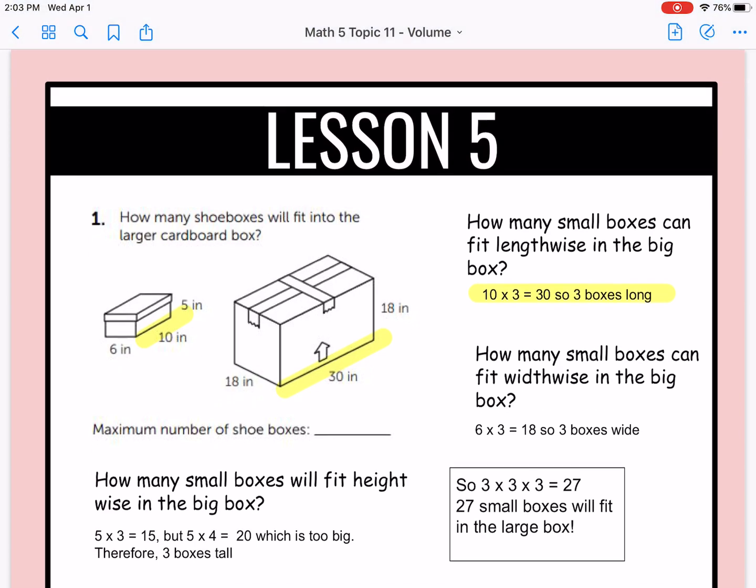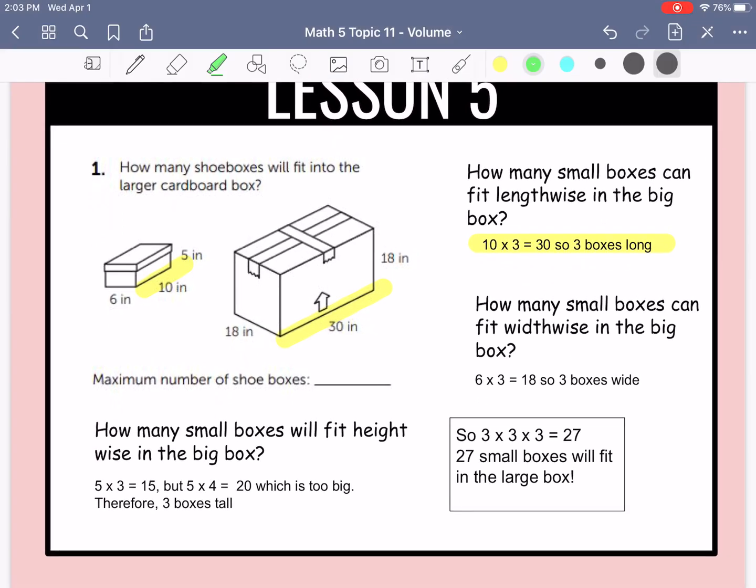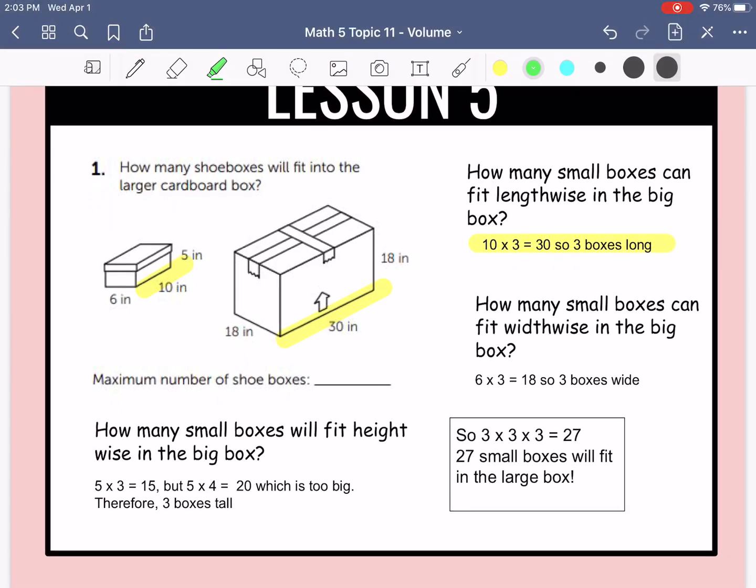All right, now, our width. My width is 18 on my big box. On my small box, it is 6. 6 times what gives me 18? How many of those 6-inch boxes could I fit in an 18-inch space? Well, I know 6 times 3 is 18. So I can fit 3 boxes wide. So right now, I already have 3 boxes times 3 boxes, so my base is holding 9 boxes.